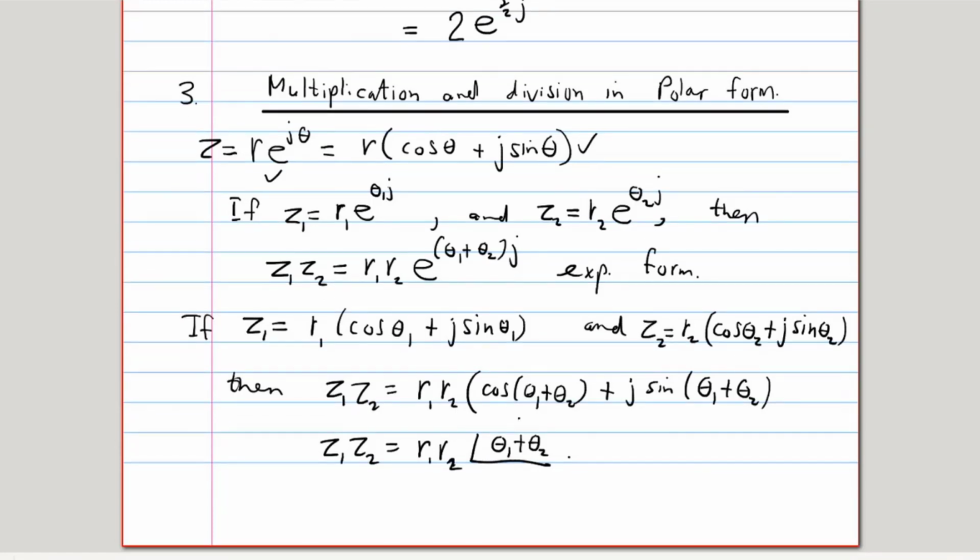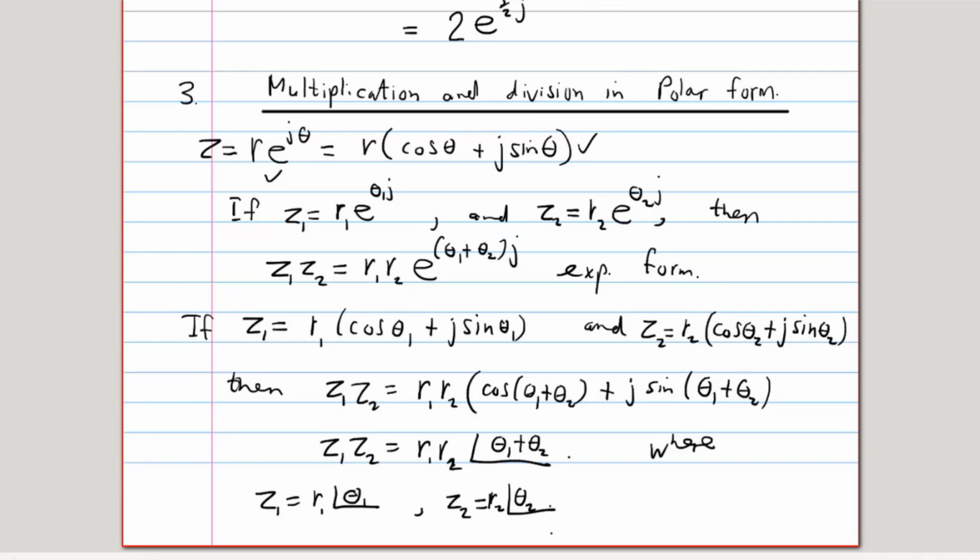Where of course z1 is equal to r1 at angle theta 1 and z2 is equal to r2 at angle theta 2. Okay, right. So it pretty much follows the same kind of reasoning as that of exponential form. So for the product of the complex numbers, we just multiply the moduli and add the arguments.